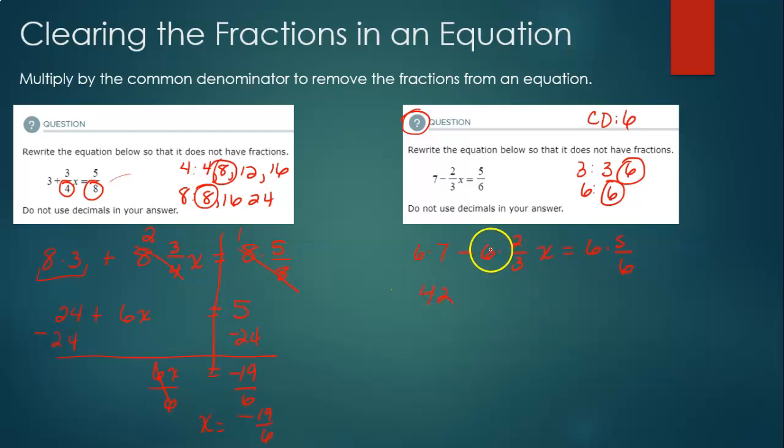6 times 7 is 42. For this one, we have to cancel. 6 divided by 3 is 2, and negative 2 times 2 is negative 4x. For this one, 6 divided by 6 is 1, and 1 times 5 is 5.